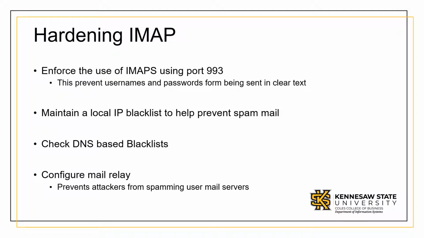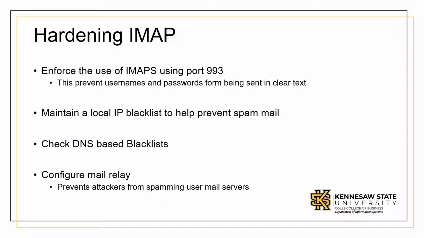So how do we harden IMAP? To start, IMAP should be enforced so that it uses port 993. This encrypts the connection and ensures that the transmission isn't being sent in clear text. Usernames and passwords won't be visible to anyone who gains access to those.